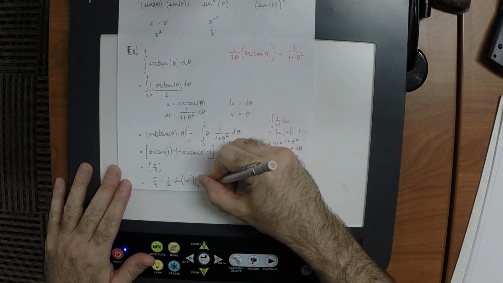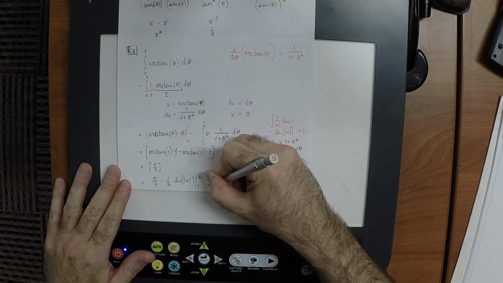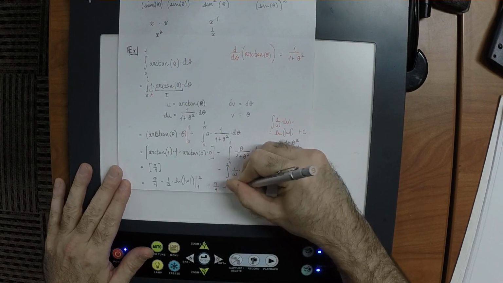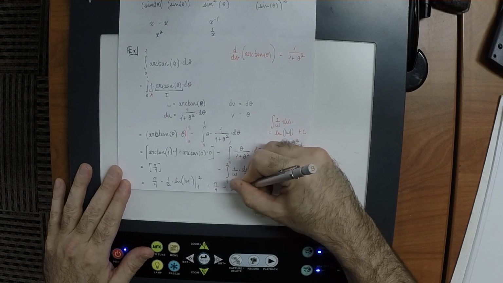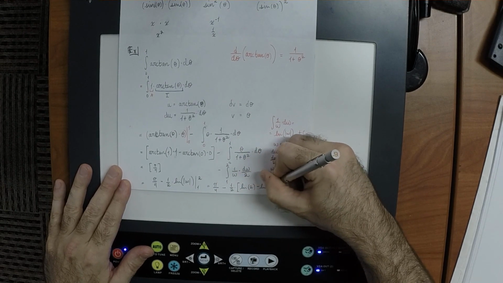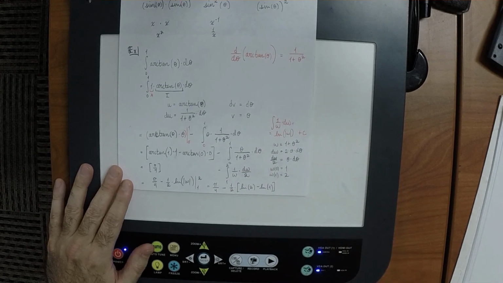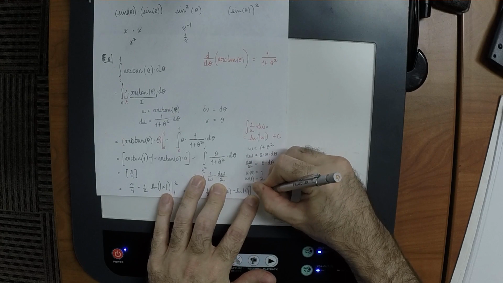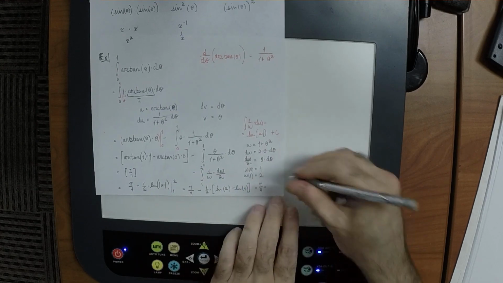So to finish, this would be pi over 4, and then subtract half, and then multiply by logarithm of 2 minus logarithm of 1. But what's the logarithm of 1? It's 0. So this would be pi over 4, and then subtract log 2 over 2.